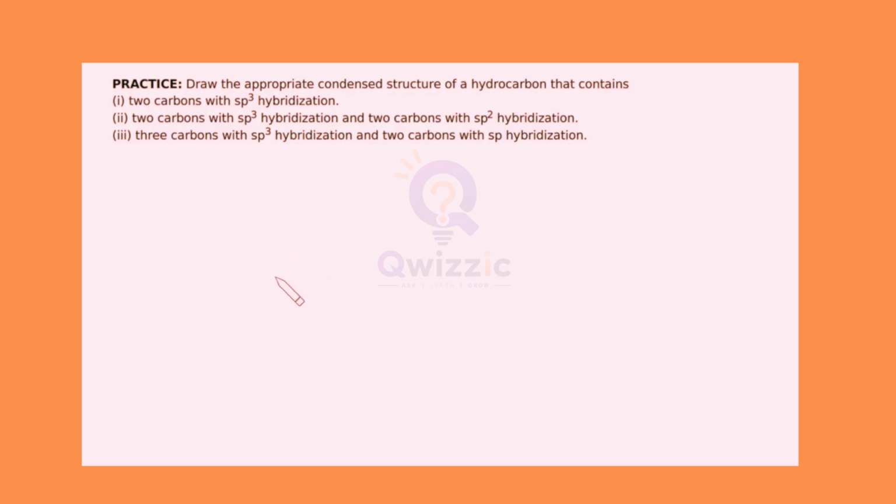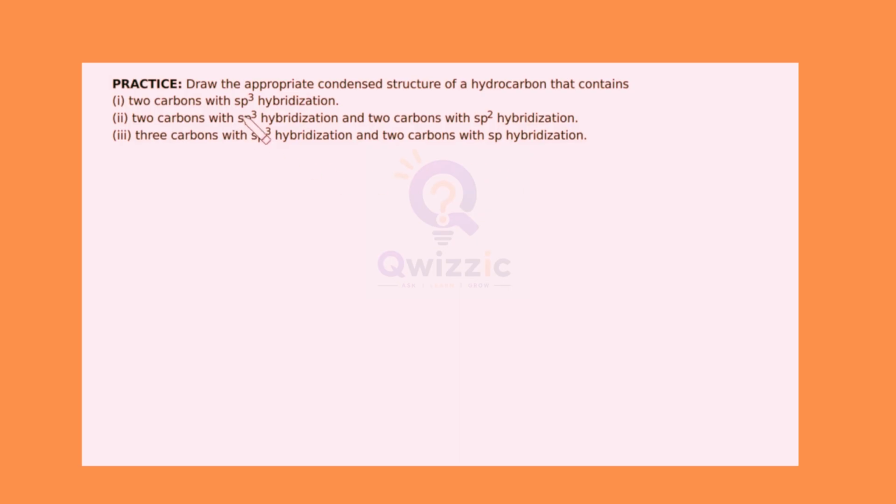Everyone, let's do this problem. It says draw the appropriate condensed structure of a hydrocarbon that contains part 1, 2 carbons with sp³ hybridization, part 2, 2 carbons with sp³ hybridization and 2 carbons with sp² hybridization, part 3, 3 carbons with sp³ hybridization and 2 carbons with sp hybridization.